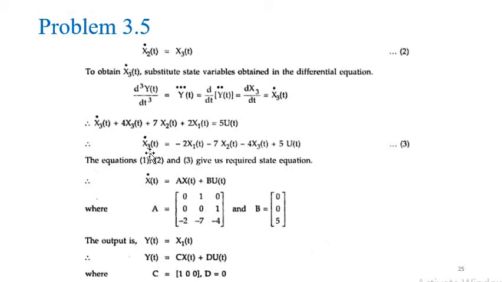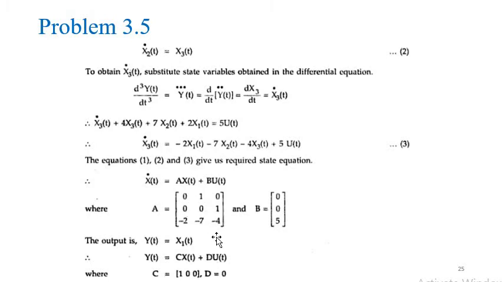Now if you are rearranging, you need to get the first order differential equation of the third state variable, that is, you need to get an equation for x3 dot. So on rearranging, you will be getting x3 dot equal to minus 2x1 minus 7x2 minus 4x3 plus 5u of t. And here now you have got all three differential equations of the three state variables x1 dot, x2 dot and x3 dot. When you are arranging that to the state equation, you will be getting the matrix A as 0, 1, 0, 0, 0, 1, minus 2, minus 7 and minus 4.